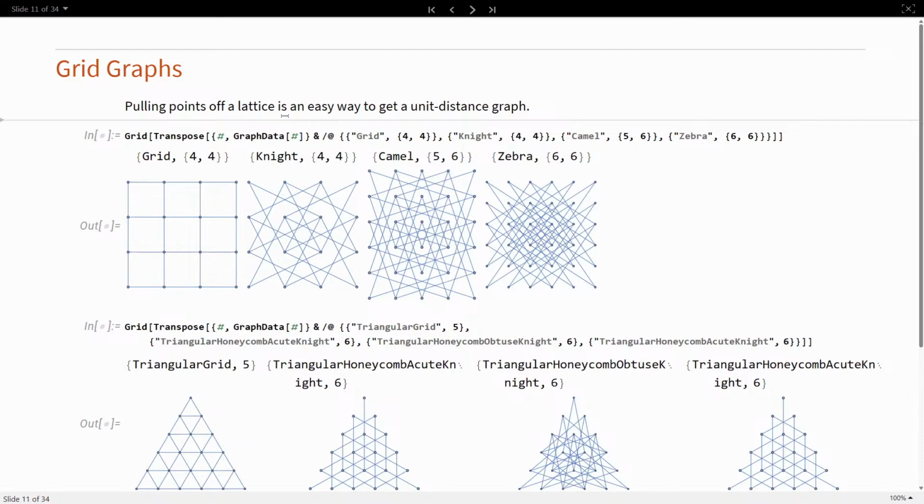Another way of getting all the edges the same is to look at a lattice graph. For example, if you just used a simple square lattice, the edges here will all be the same length. And if you use a knight move or a camel move, or a zebra move, which is a 2-3 move. The camel is a 1-3, the knight is a 1-2. Those are all different ways of making sure that all the edges are the same.